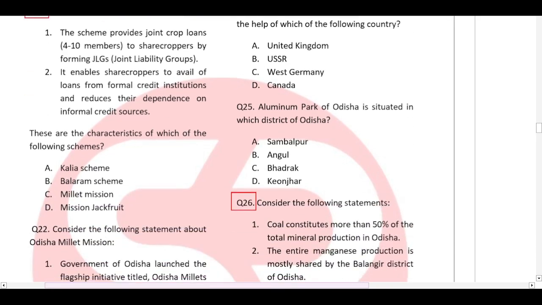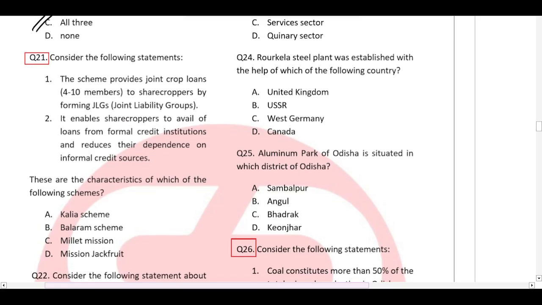Coming to question number 21. This question is about a scheme of the Odisha government again. Consider the following statements. This scheme provides joint crop loans to 4 to 10 members, to sharecroppers, by forming joint liability groups. It enables sharecroppers to avail of loans from formal credit institutions and reduce their dependence on the informal credit sources. These are the characteristics of which of the following schemes? So it is asking about a particular scheme by giving the characteristics of that scheme. So let us look at it.